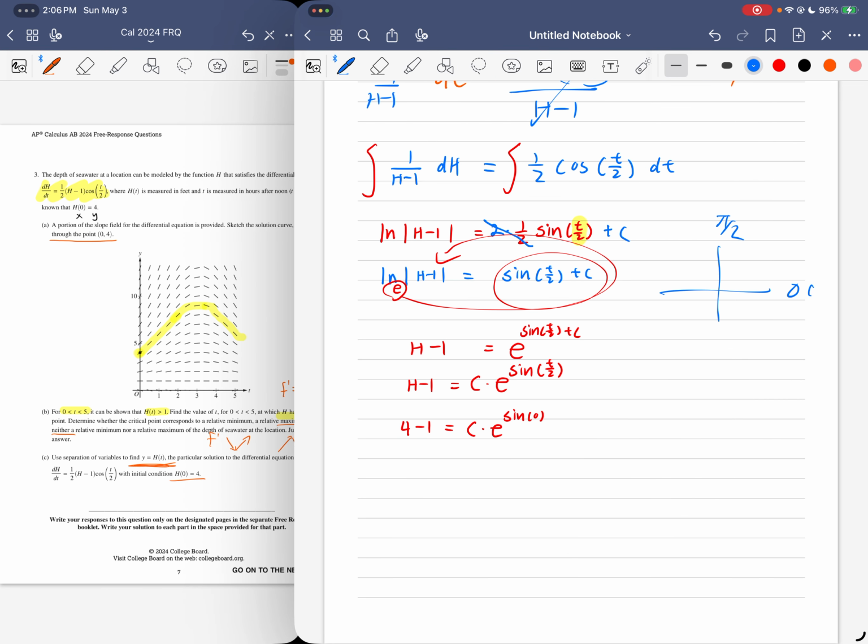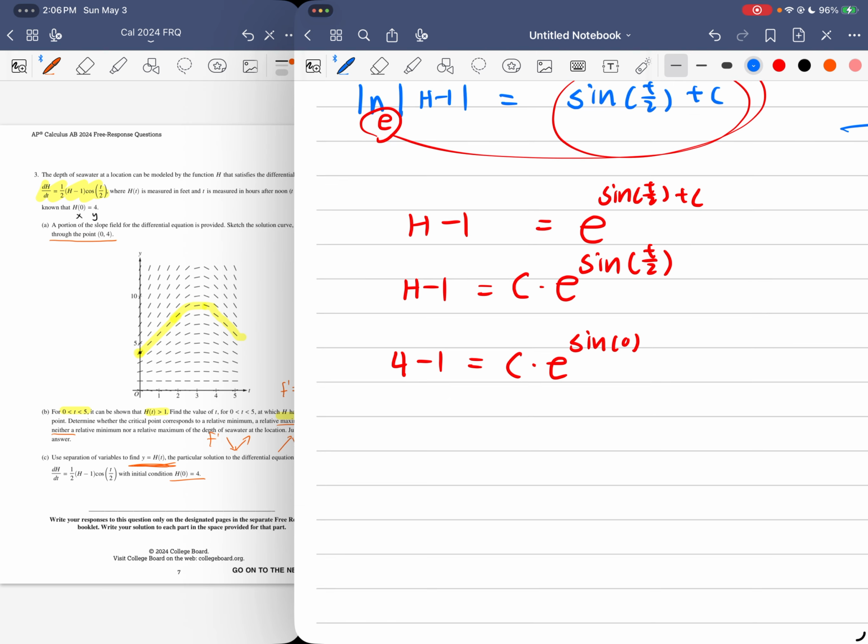Well, it's a 1, 0, so sine is a y value. This one is a 0. This whole thing becomes 0, which means e is 1. So 4 minus 1 is 3. C times e to the 0 power is 1. So c is equal to 3.